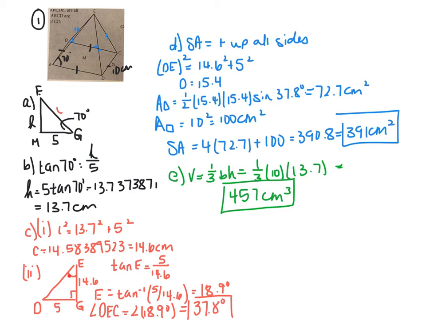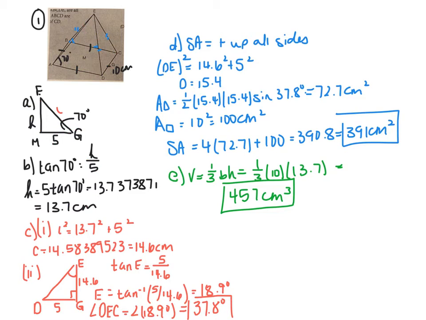But the tangent of E is equal to side length 5 divided by 14.6. So then E is the tangent inverse of 5 divided by 14.6, which is 18.9 degrees. So that means that this whole angle DEC is twice that, or 37.8 degrees.